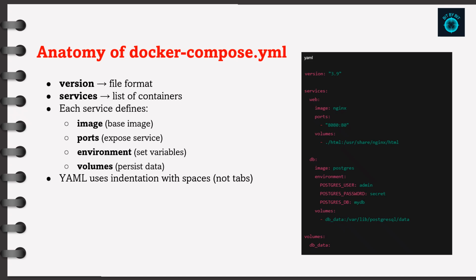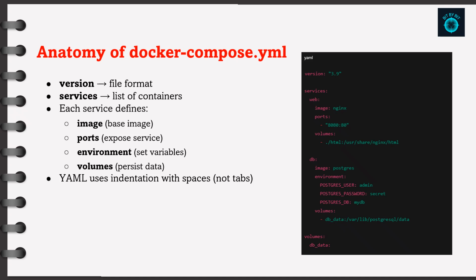Every service has a name, like web or db. Under that name, you write settings for that container. Common settings include image, which tells Docker which base image to use, ports, to map ports from your computer to the container, environment, to pass variables like passwords or configuration, volumes, to attach persistent storage. One important note, YAML is very sensitive to spaces. Use spaces for indentation, never tabs. Each level is indented by 2 spaces. With this structure, you can read and write compose files, even if they are more complex.